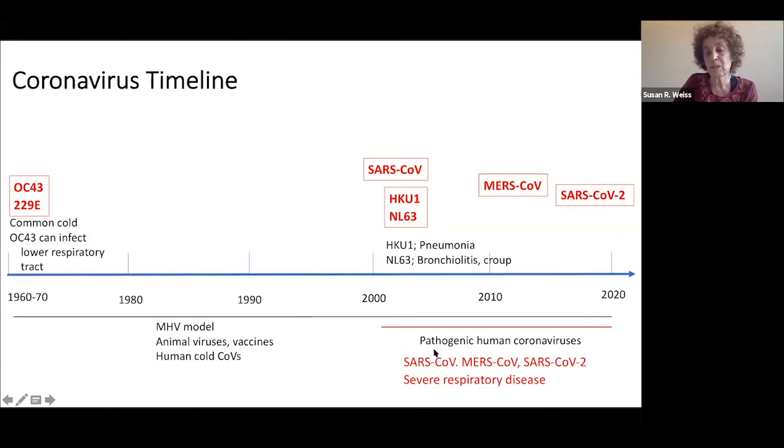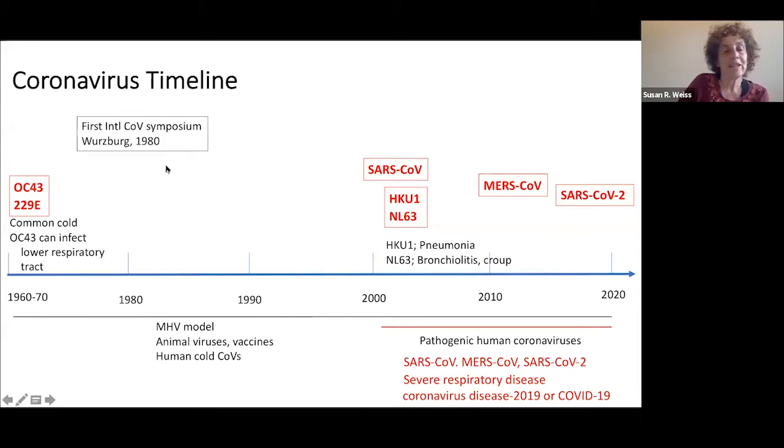So just to be clear, SARS-CoV, the original one, MERS-CoV, and SARS-CoV-2 all cause severe respiratory diseases. And COVID-19 is actually the name of the disease caused by SARS-CoV-2, coronavirus disease 2019. So just to distinguish between, SARS-CoV-2 is the name of the virus, and COVID-19 is the name of the disease that it causes.